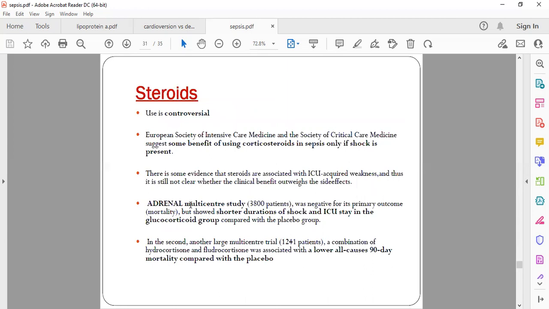One study, the Arterial multi-center study, was negative for its primary outcome. There was no mortality benefit, but it showed shorter duration of shock and ICU stay in the glucocorticoid group. In the other study, they saw that the combination of hydrocortisone and fludrocortisone was associated with a lower all-cause 90-day mortality, but the use is still controversial. Few studies show some benefit, few studies do not, but overall there has been no benefit in mortality as such.